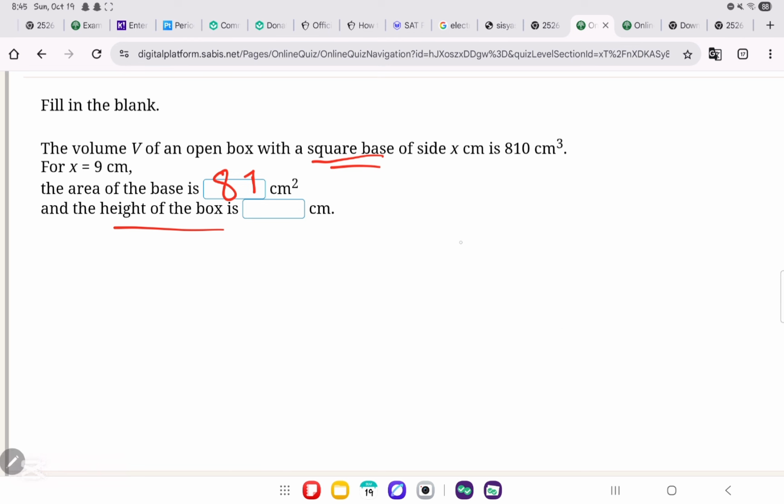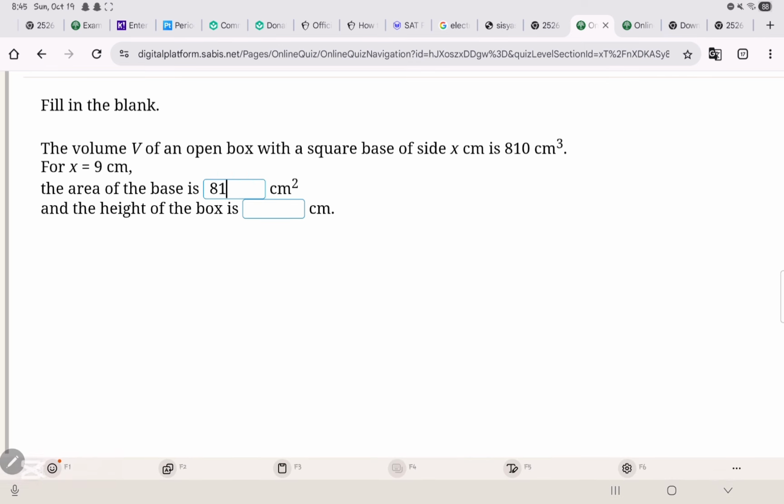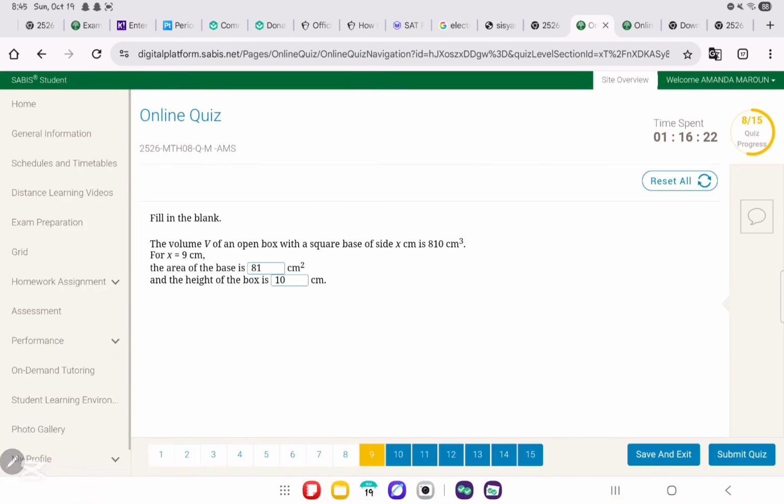So it's going to be x times h, width times length times height. We already have x times x, which is x squared, which is 81. Times the height will give us the volume, which is 810. That means the height is what? The height is 10 centimeters, right? So 81 and 10. We'll move on to question number 10.